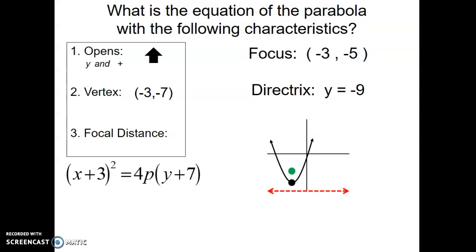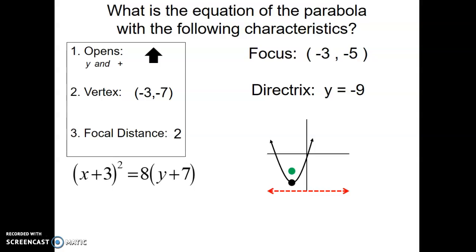And then we have to figure out what the focal distance is. So if it's -7 at the vertex, that means from -7 to -5 is only 2. You could do the same thing to the directrix, where the distance from the vertex to the directrix is also 2. So we're going to have our focal distance of 2, putting that in for p, and getting 8.